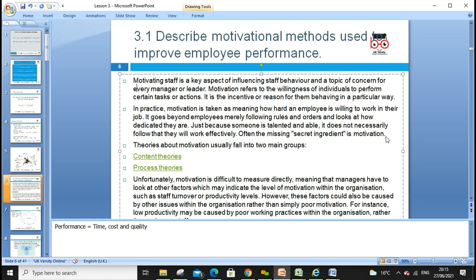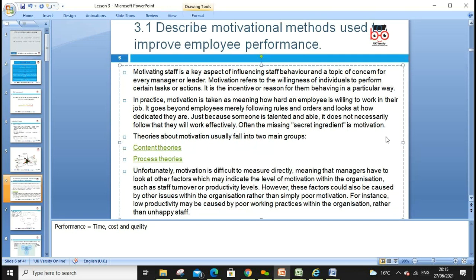It goes beyond employees merely following rules and orders, and looks at how dedicated they are. Just because someone is talented and able does not necessarily mean they will be more effective. Often the missing secret ingredient is motivation. So theories about motivation usually fall into two main types: content theories and process theories.